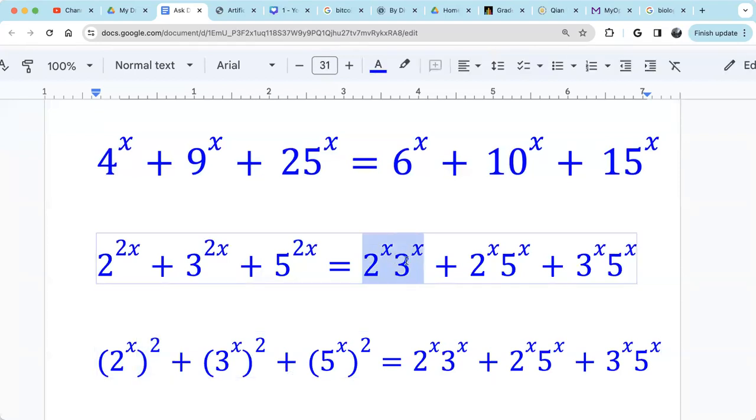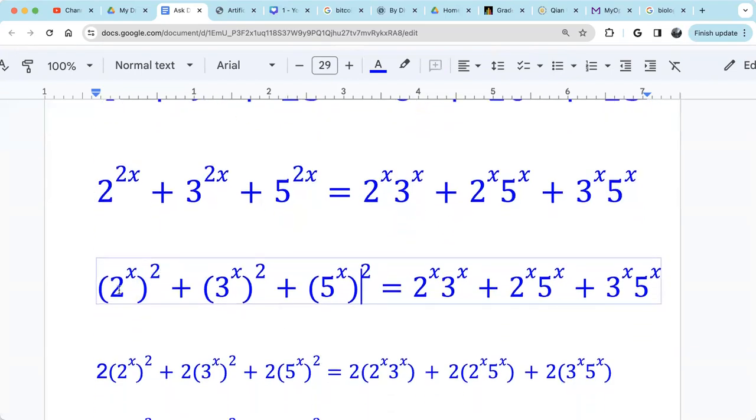On the right-hand side, 6, we want to split into 2 and 3. So 6 raised to x, we write as 2 raised to x times 3 raised to x. 10 raised to x splits as 2 raised to x times 5 raised to x. 15 raised to x, we write as 3 raised to x times 5 raised to x. Right? Now, if this looks troublesome, you can think of 2 to the x as a, 3 raised to x as b, 5 raised to x maybe c. So we have a squared plus b squared plus c squared on one side. Then on the right-hand side, we have a times b, a times c, b times c.